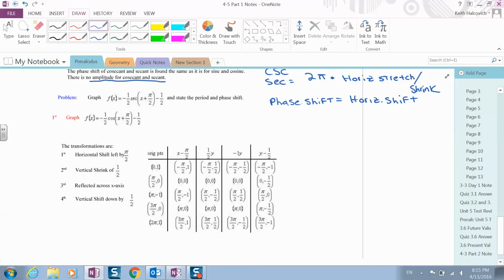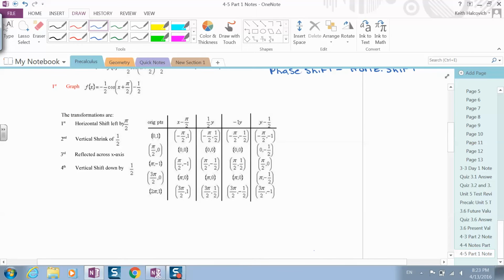If you notice, you're graphing the cosine. Looking at the function here, the first thing you notice is there is no horizontal stretch or shrink because there's no number in front of the x. There's no reflection across the y-axis because there's not a negative sign.